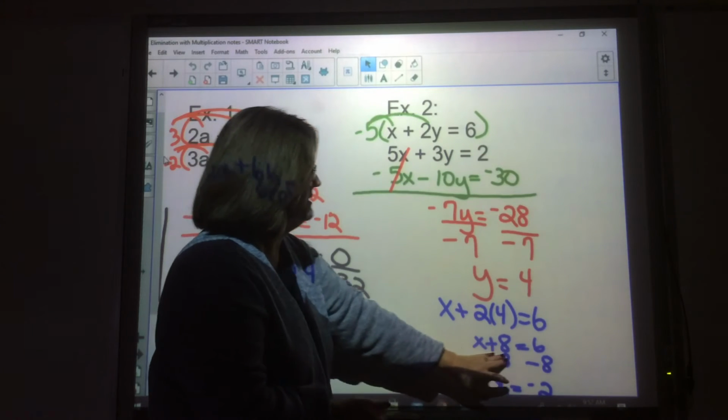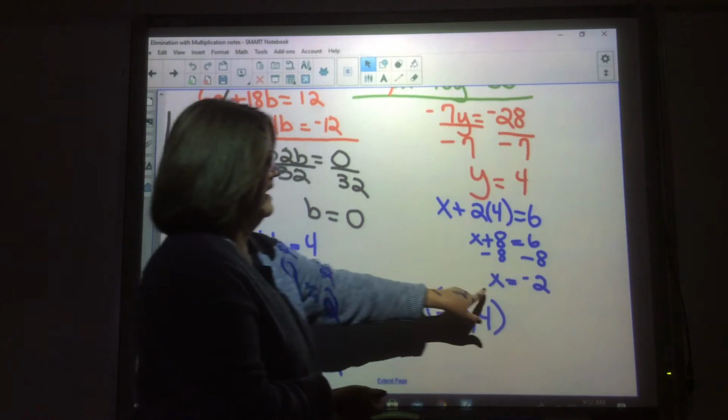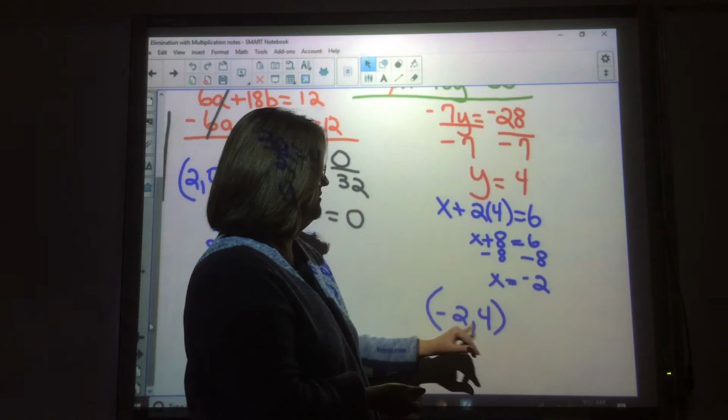We substitute back into an original equation. That gives me x plus 8 equals 6. Then I subtract the 8, and that gives me x is negative 2. So x is negative 2 and y is 4.